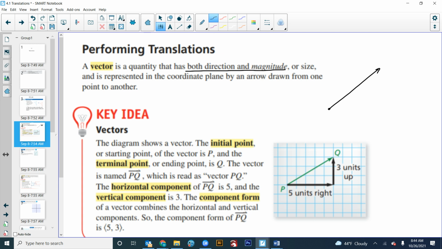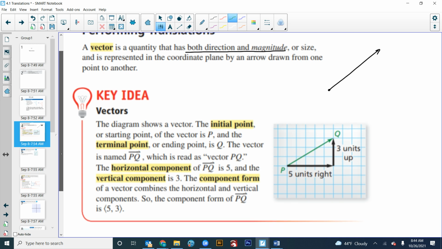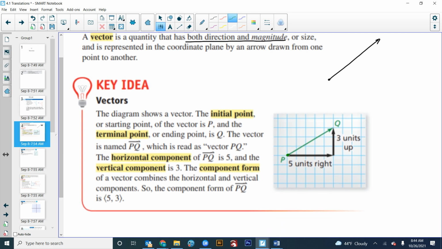So if I were to take point P and translate it, or create a vector called PQ, then isn't this the direction of PQ and the length? You wouldn't say 5 units, right? 3 units up. You'd actually have to find the length of that segment. If you're not told it, you'd have to find the length.